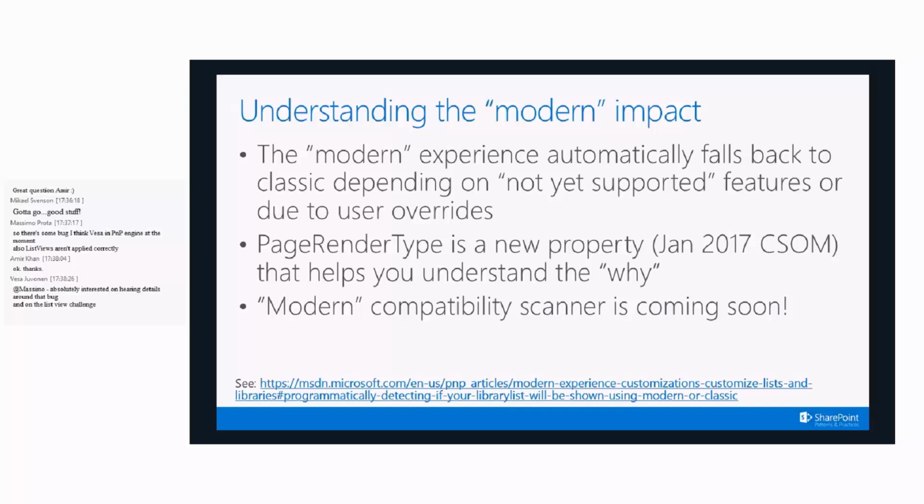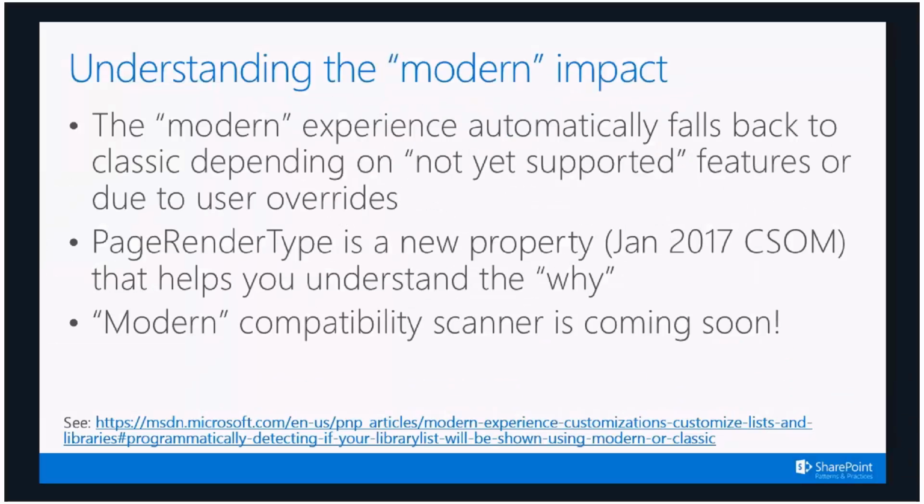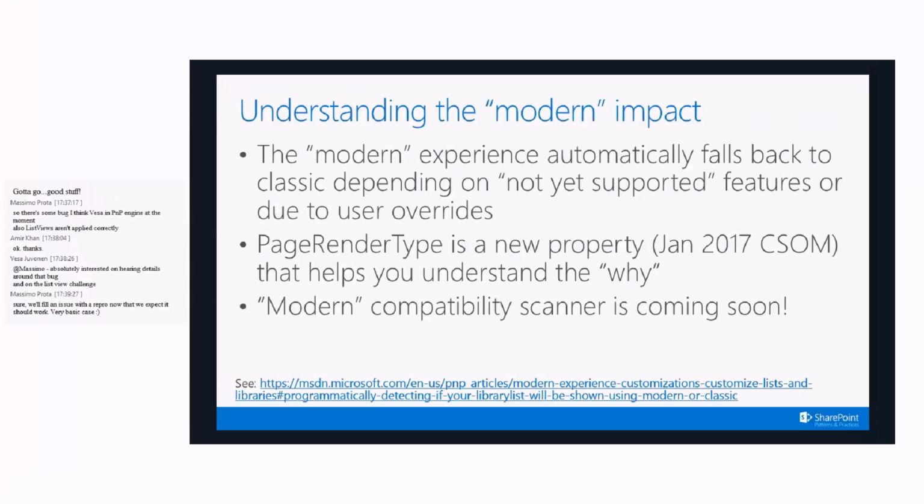Reasons for falling back to classic are, for example, I'm using a geolocation field, or I'm using managed metadata navigation, or I have a JS link customization. So there are certain aspects of a library which are not yet implemented in modern, and as such we fall back to classic. That's one big bucket of reasons why we fall back to classic.